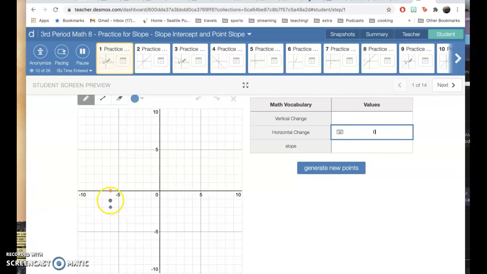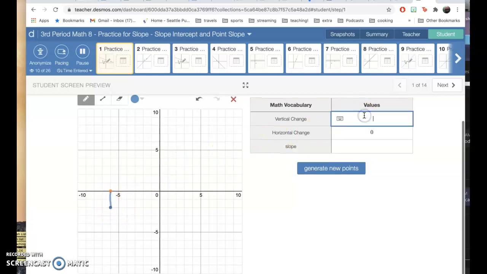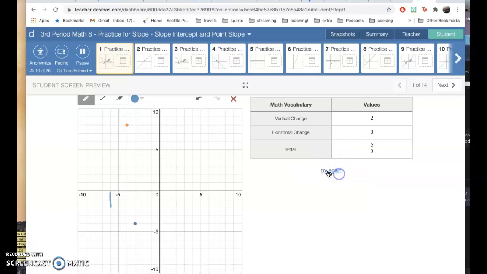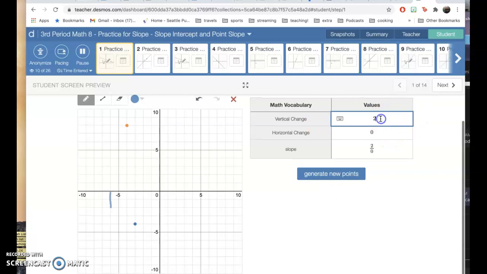Now, if this one, I'm going from this point to this point, so I'm going up 2, so my vertical change will be 2. And then I remember slope is going to be rise, which is vertical change, over run. Let's see what happens if I put that in there. That is what you do to write the slope. Let's generate new points, because it's really tough when you have a slope of 2 over 0.